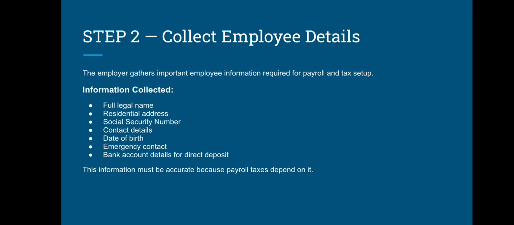Step 2 is collect employee details. The employer gathers important employee information required for payroll and tax setup. The general information collected is the full legal name of the employee, residential address, social security number, contact details, date of birth, emergency contact, and bank account details for direct deposit. This information must be accurate because payroll taxes depend on it.